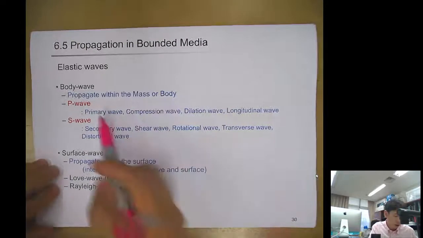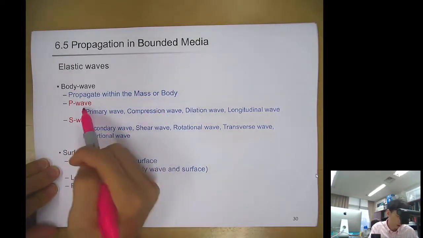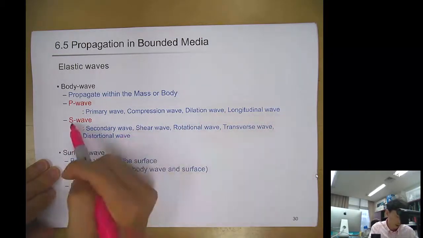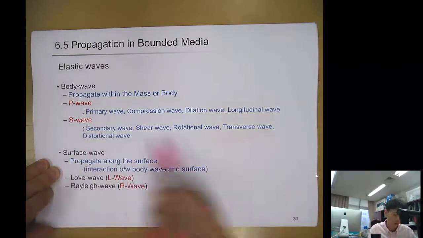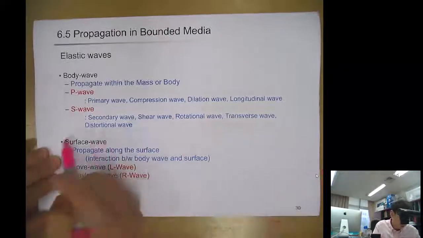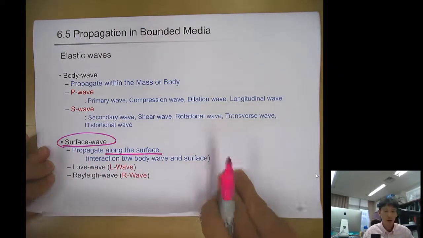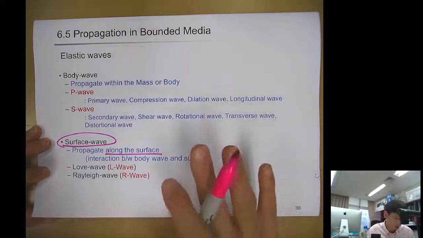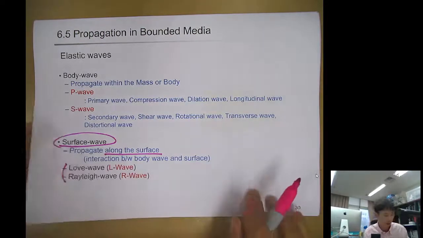So the body wave propagates within the mass or body, and one of them is the P wave, the primary wave, compression wave, dilation wave, longitudinal wave, and the other one is the S wave, secondary wave, shear wave, rotational wave, transverse wave, and distortional wave. When it's a surface wave, it propagates along the surface, and it involves the interaction between body wave and the surface. So it generates the Love wave, L wave, and the Rayleigh wave, or R wave, or surface wave.